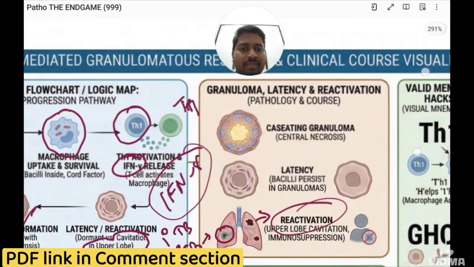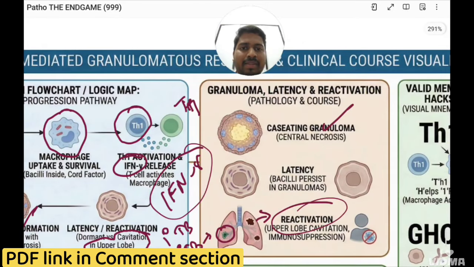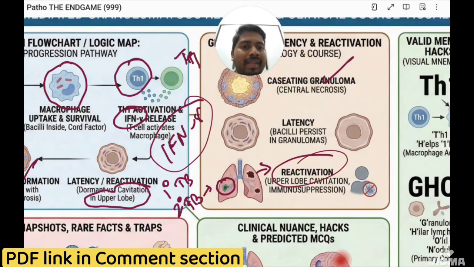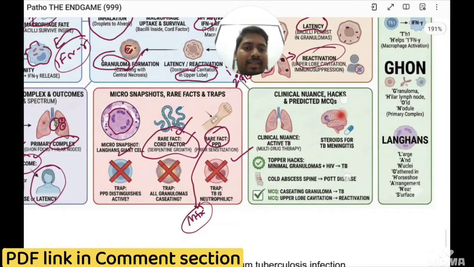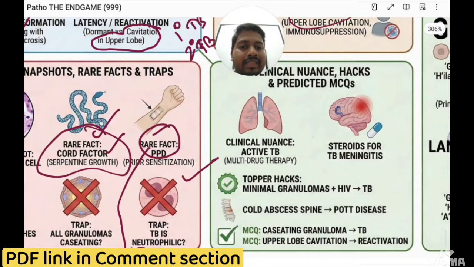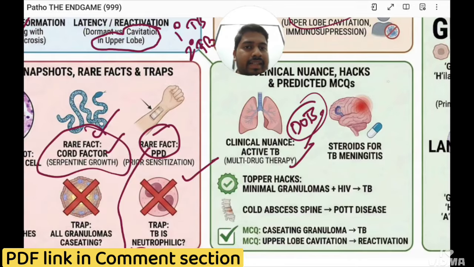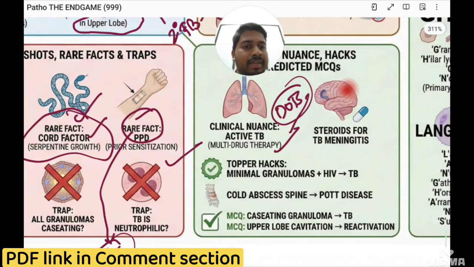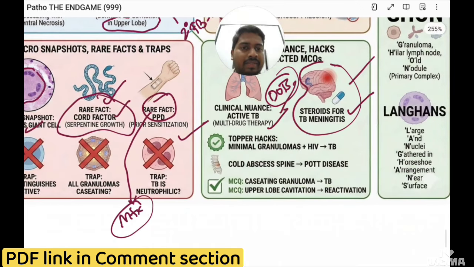So I already told you TB is a form of caseating granuloma. There can be latency. Bacilli can stay within the macrophages inside the granuloma for many years, and when immunity decreases, it can come out as reactivation. So in TB we use DOTS therapy. We use ATT, that is multi-drug combination, and steroids are used for TB meningitis. We use dexamethasone or prednisolone.